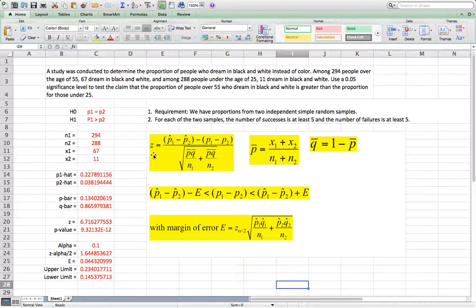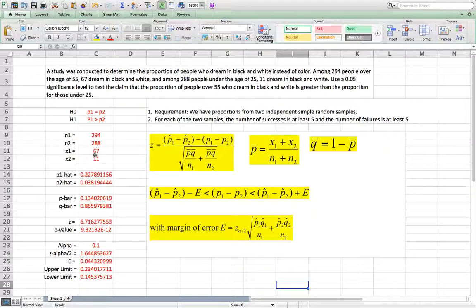Okay. So then N1 is sample 1's size, which is 294. N2 is sample 2's size, which is 288. X1 is the number of successes in sample 1, which is 67 people who dream in black and white. X2 is the number of successes, the people who dream in black and white, in sample 2, which are the people under the age of 25. Now, let's say those two conditions are satisfied, right? So you have at least 5 successes and at least 5 failures, okay?